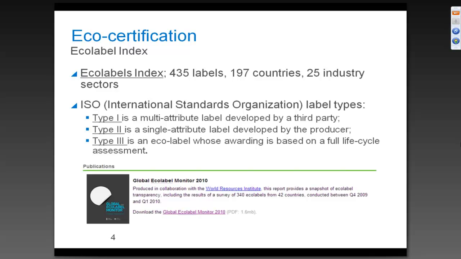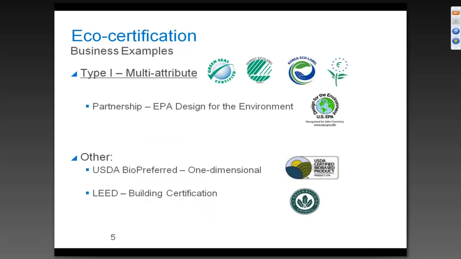ISO, the International Standards Organization, has categorized labels into three types. There's Type 1, which is a multi-attribute label developed by a third party, and that's most of what I'm going to be talking about today. Type 2 is a single attribute label developed by the producer or manufacturer themselves. And Type 3 is a full life cycle assessment related label. So again, we'll focus on Type 1.